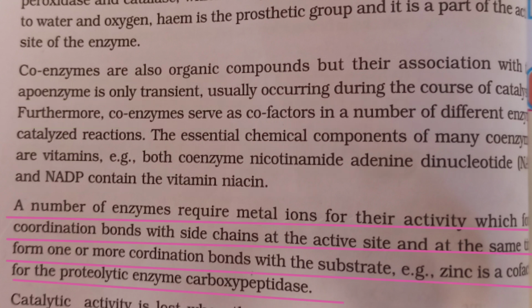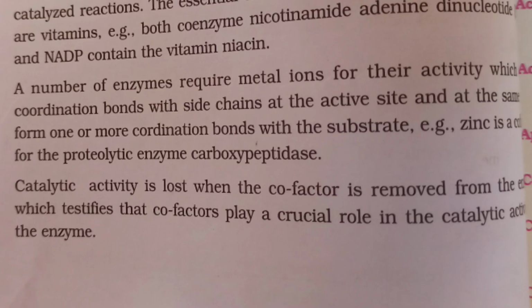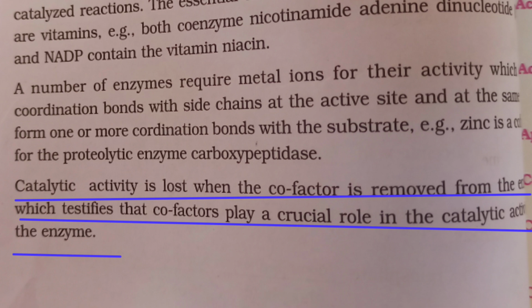And the third one: a number of enzymes require metal ions for their activity, which form coordination bonds with the side chains at the active site, and at the same time form one or more coordination bonds with the substrate. Example: zinc is a cofactor for the proteolytic enzyme carboxypeptidase. So lastly, catalytic activity is lost when the cofactor is removed from the enzyme, which testifies that cofactors play a crucial role in the catalytic activity of an enzyme.